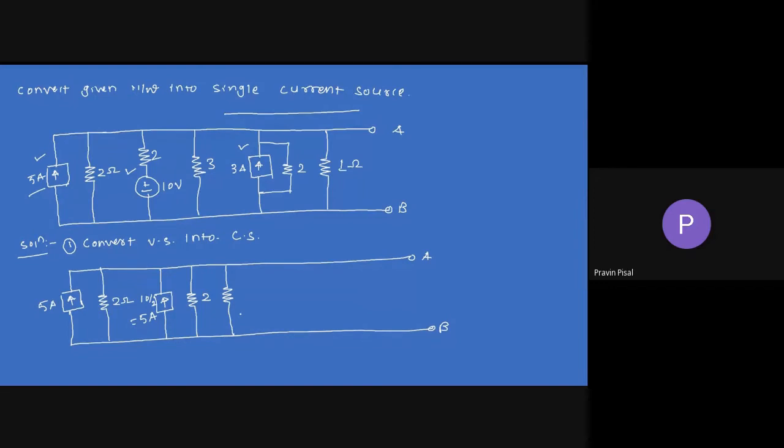Now here you can see that this is a 3 ampere source and the resistance is in parallel. So this connection and this connection both are the same. Okay. So don't get confused there. So this is the 3 ampere source. And now I will be making it in a traditional way. So this is the 2 ohms. And this will be 1. Fine. So now you can see that I have converted all the given voltage sources into current sources.